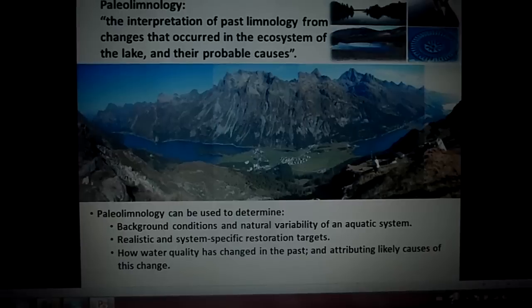By definition, paleolimnology is the study of lake development through the analysis of physical, chemical, and biological information stored in aquatic sediments to infer past changes in environmental conditions and water quality. It is the study of past freshwater and subsaline environments.